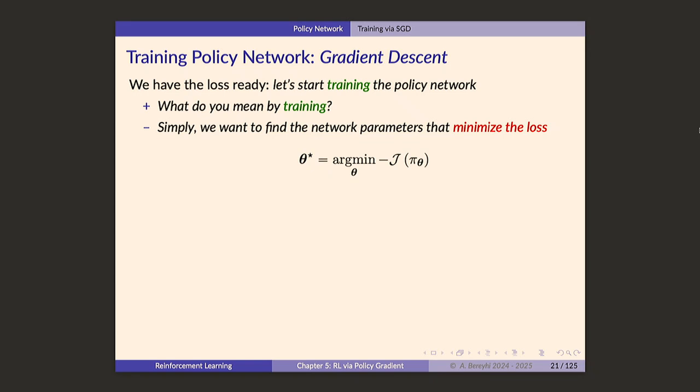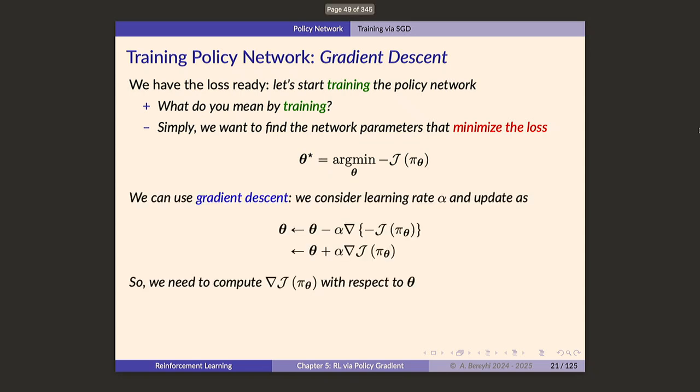Okay, so now what we want to do next, we do know what our objective is, this J function. And what we want to do is maximize it, or basically minimize its negative, right? Well, if you want to maximize the objective computed in terms of the output of a neural network, you have no way but to use a gradient-based approach, right? Basically gradient descent.